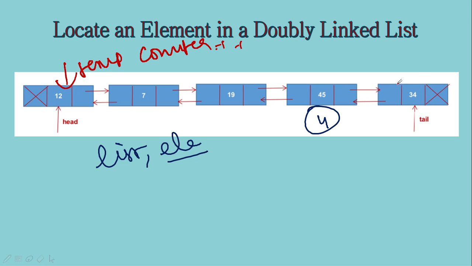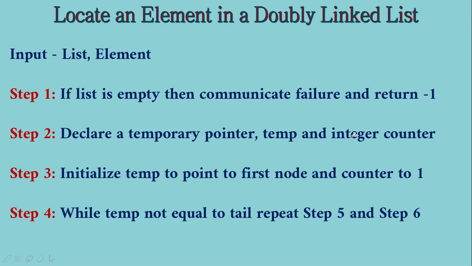In that case, I have to communicate failure, or when the list is empty also we have to communicate failure. So how will you communicate failure in these cases? We are trying to return the position of the element in the list, and all of us know that position cannot be negative. So let's use -1 for returning failure.